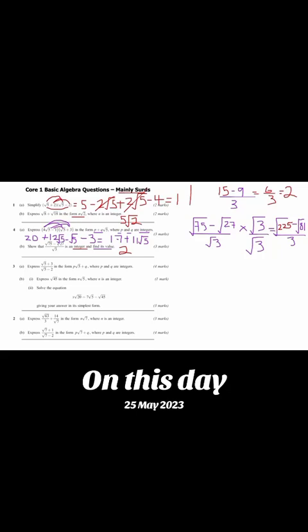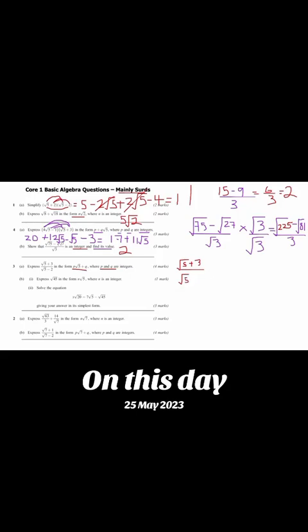Okay, question number 3, guys. So express root 5 plus 3 all over root 5 minus 2 in the form p root 5 plus q, where p and q are integers. So again, rationalizing the denominator. So multiply top and bottom by its conjugate. Okay, so I'm going to have root 5 plus 3 over root 5 minus 2.